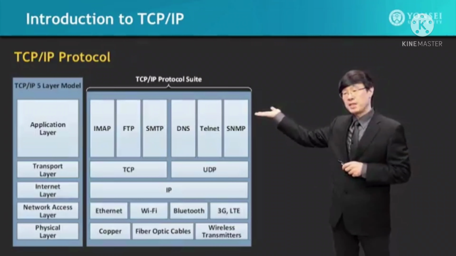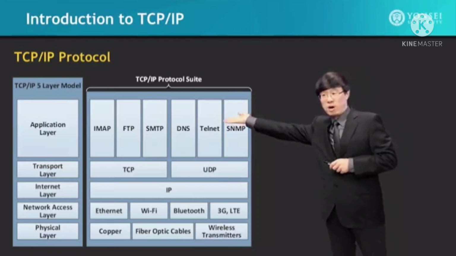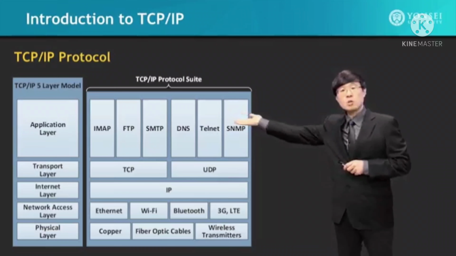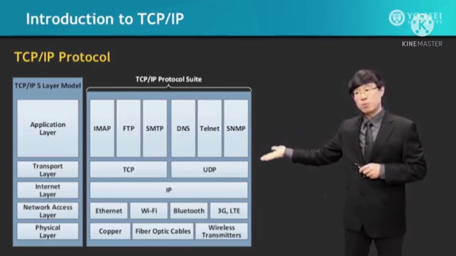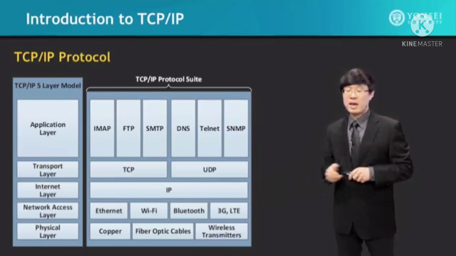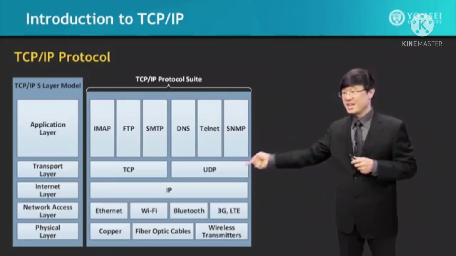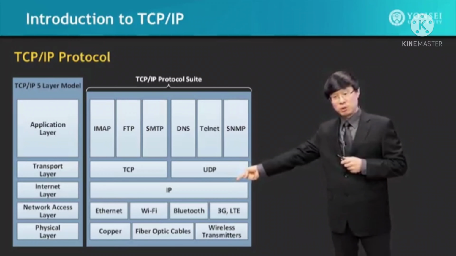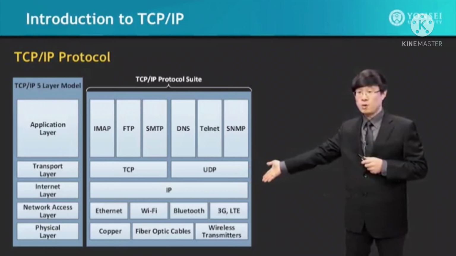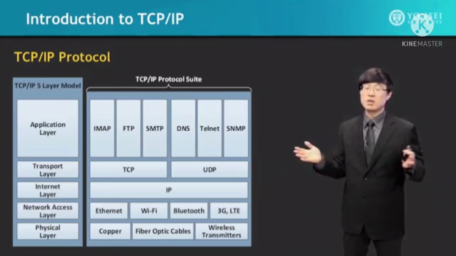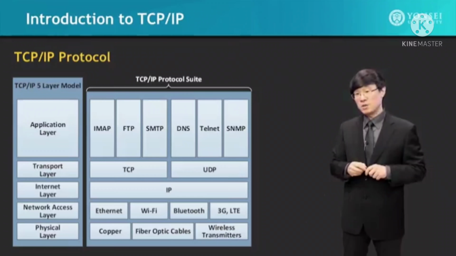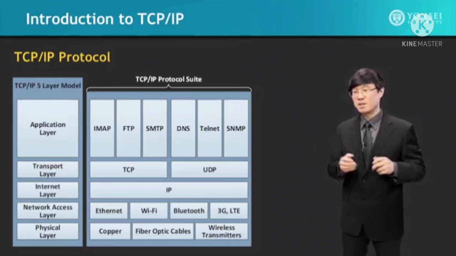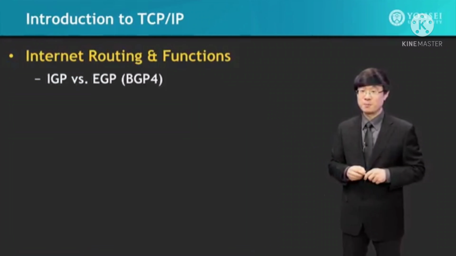For example, the TCP/IP protocol structure 5-layer model is over there, and corresponding to each layer, these are the protocols and their functions that we have. And as you can see down there, Ethernet, Wi-Fi, Bluetooth, and 3G as well as 4G LTE communications, these are the options that we've always been using. So therefore, it's time to learn how this all works together.